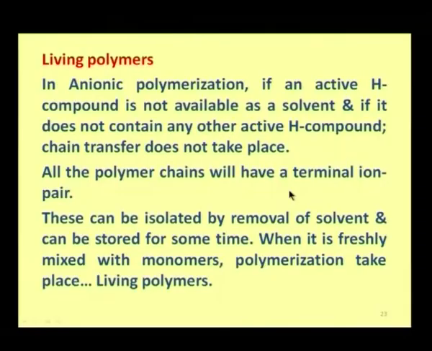That means the polymer is always growing and always active, and the active ion pair at the terminal point of every growing polymer chain is always live, and it allows more and more monomer to be added to it. That is why such polymers are called living polymers. All the polymer chains will have a terminal ion pair, and these can be isolated by removal of the solvent and even stored for some time. When freshly mixed with more monomer, polymerization will continue to happen, and such polymers we call living polymers.